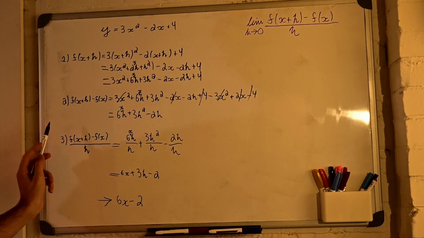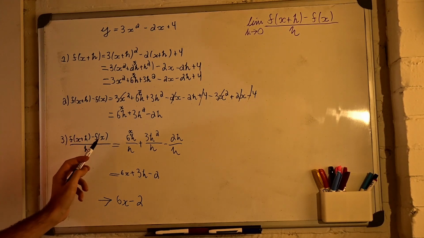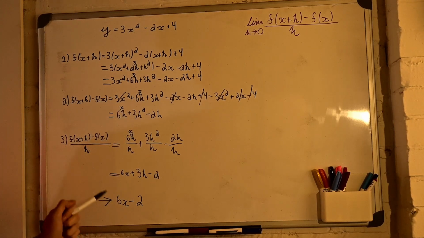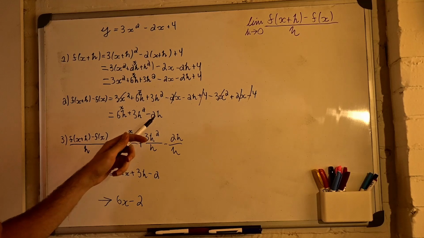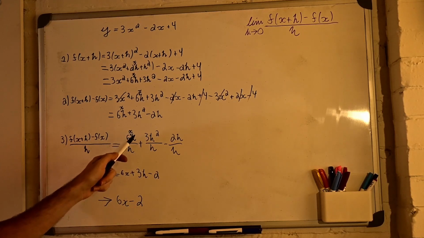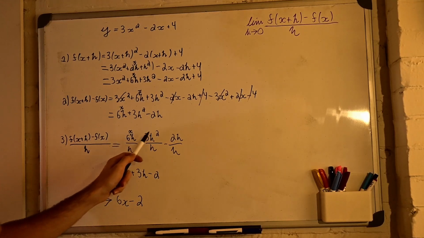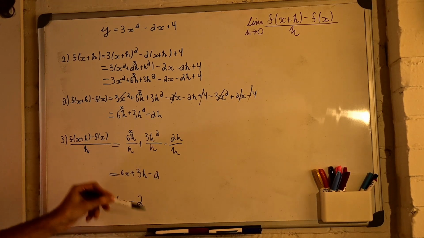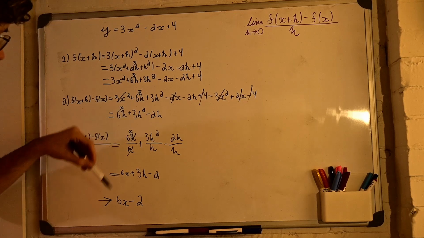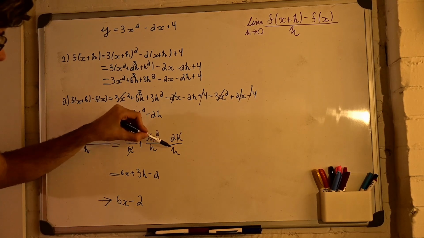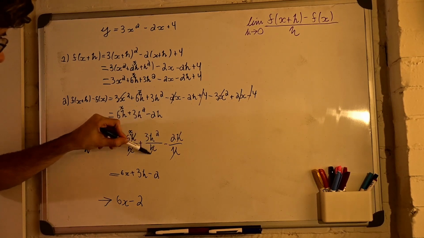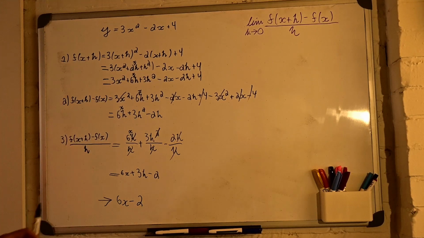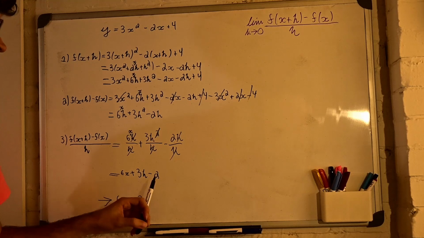Step 3 is to take f of x plus h minus f of x, which is of course what we just found here, and divide it by h. So to do that, you're just going to take every single term and divide it by h. So 6xh divided by h plus 3h squared divided by h minus 2h divided by h. So of course, these two h's cancel out right here. These two h's cancel out right here. This h cancels out with the h squared. So you get 6x plus 3h minus 2.